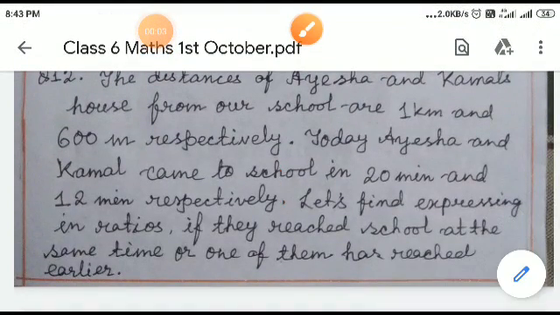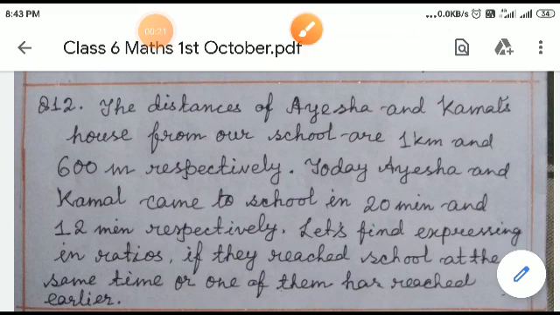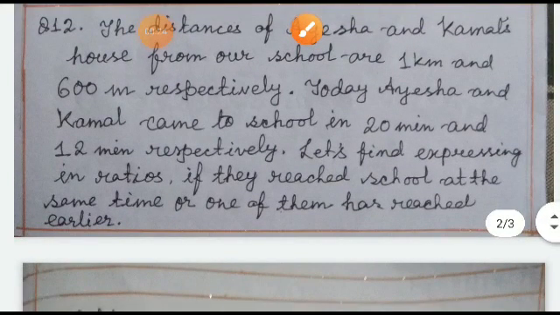Now sum number 12. The distances of Aisha and Kamal's houses from our school are 1 kilometer and 600 meters respectively. Today Aisha and Kamal came to school in 20 minutes and 12 minutes respectively. Let's find, by expressing in ratios, whether they reached school at the same time or one of them reached earlier.